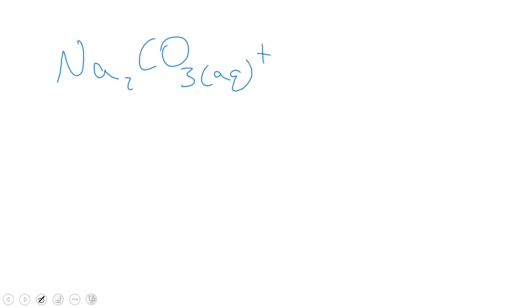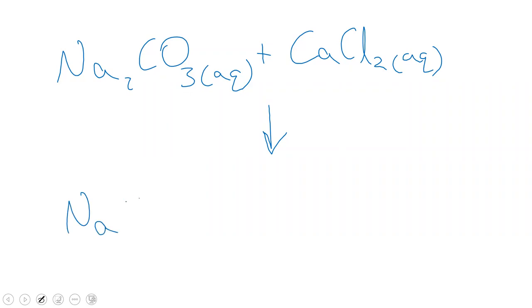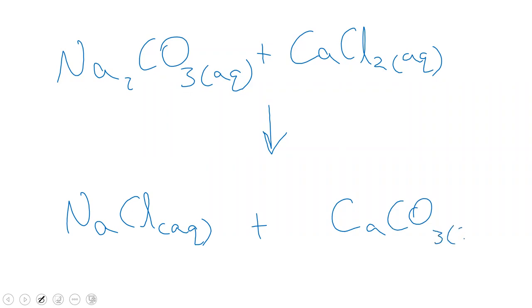So for instance, if we had sodium carbonate solution plus calcium chloride aqueous, when those react, we form sodium chloride aqueous and calcium carbonate solid. So now we could go through and balance if we wanted. We had two sodiums before and two chlorides before, right? So we're going to need a two right there.